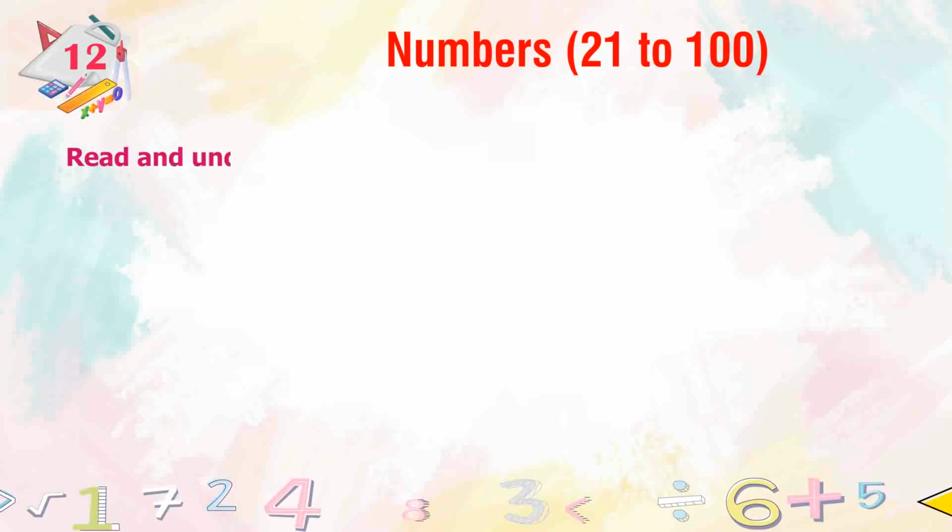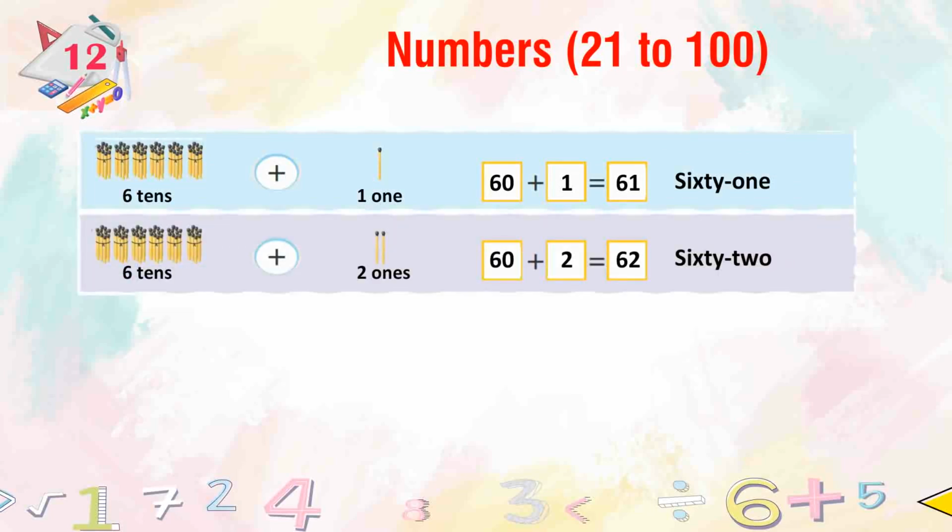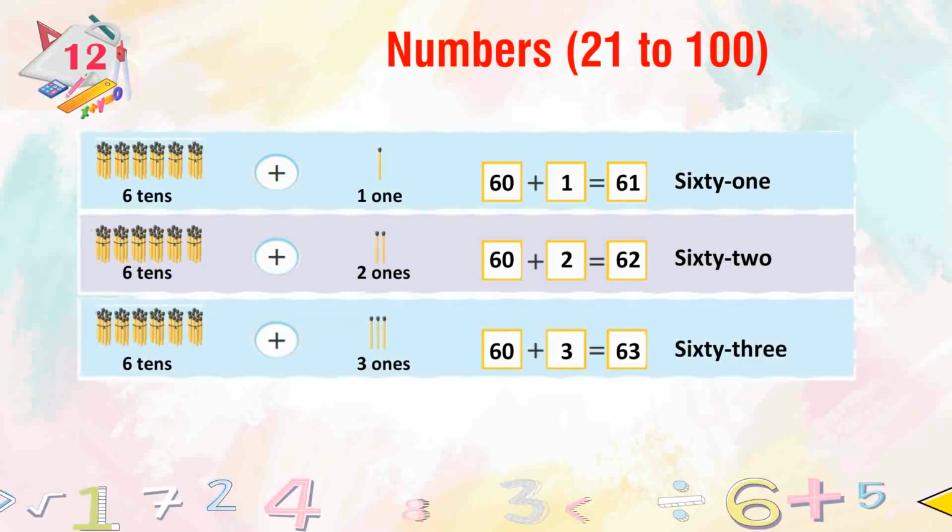Read and understand the numbers from 61 to 70. 6 tens plus 1 one, 60 plus 1 is equal to 61. 6 tens plus 2 ones, 60 plus 2 is equal to 62. 6 tens plus 3 ones, 60 plus 3 is equal to 63.